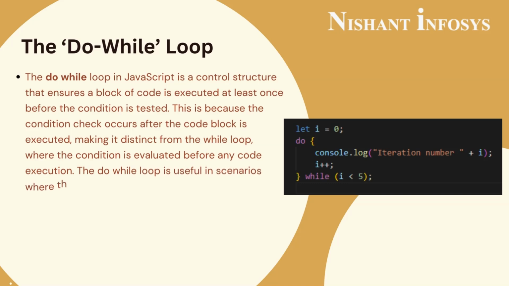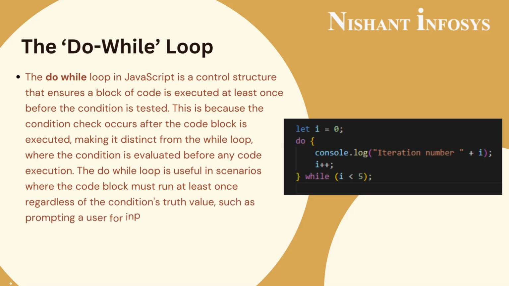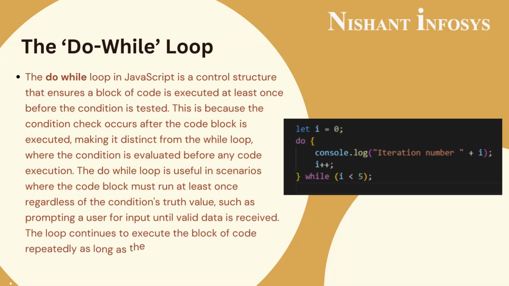The do-while loop is useful in scenarios where the code block must run at least once regardless of the condition's truth value, such as prompting a user for input until valid data is received. The loop continues to execute the block of code repeatedly as long as the condition remains true. The given code snippet shows how a do-while loop is structured in JavaScript.